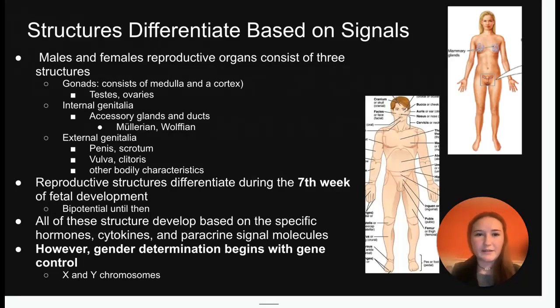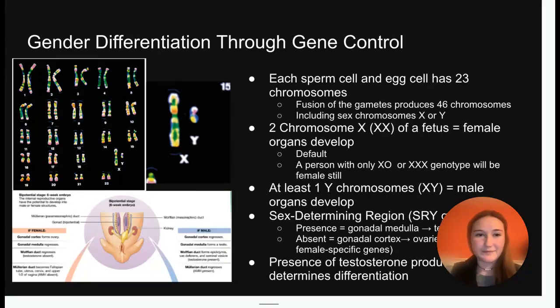So, if you were to become a male, your gonads would become testes. If you were a female, they become ovaries. And the same thing goes with the internal genitalia and external genitalia. Those become very specialized organ structures. So that's very general. The way gender goes, it's first determined by your genes. And we'll go over that in the next slide.